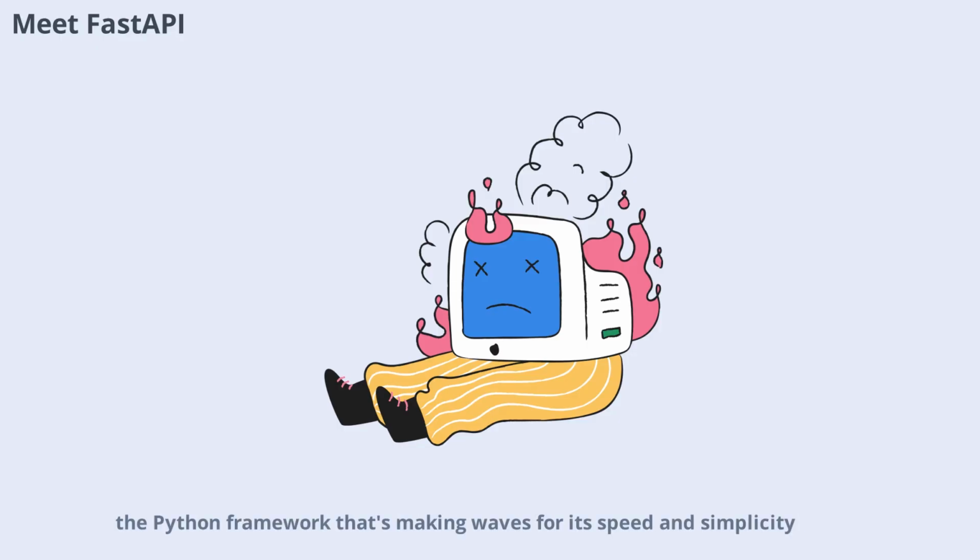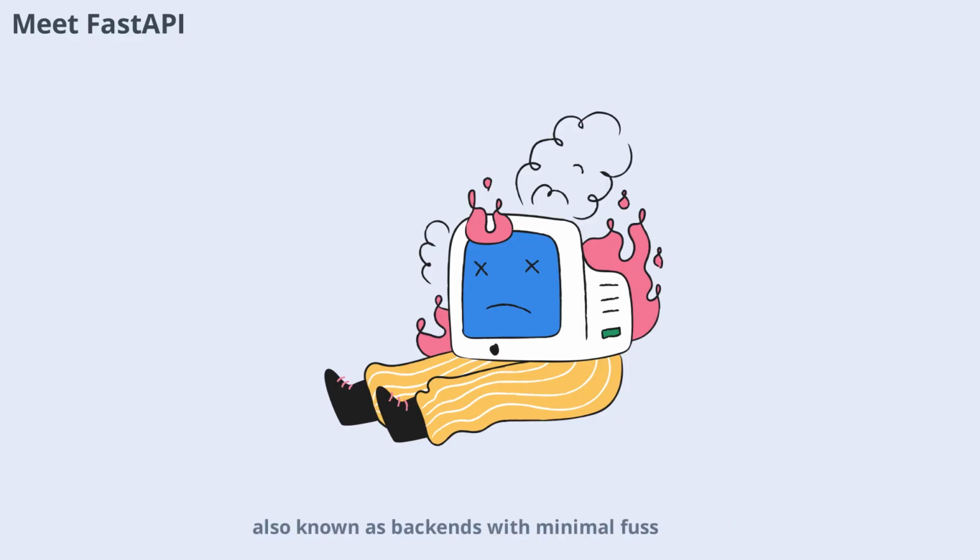Let's dive in. Welcome. Today we're diving into FastAPI, the Python framework that's making waves for its speed and simplicity. Imagine building powerful APIs in just minutes. Sounds impressive, right? FastAPI is designed to help developers create the brains behind apps, also known as backends, with minimal fuss. Whether you're new to Python or an experienced coder, FastAPI offers tools that make your work smoother and more efficient. Throughout this video, we'll explore what makes FastAPI so special, using some fun analogies and real-world examples to keep things clear and engaging. Let's get started by understanding what FastAPI really is.